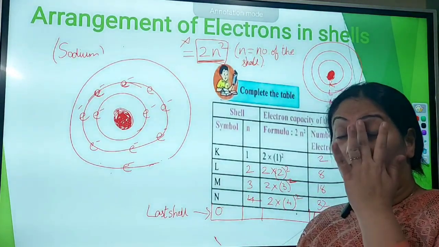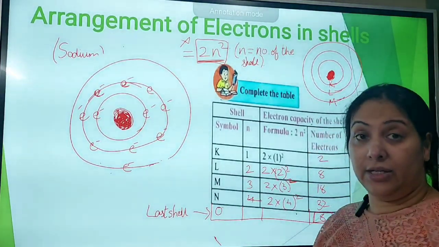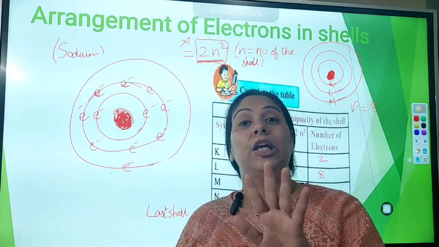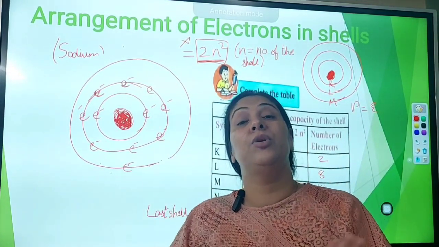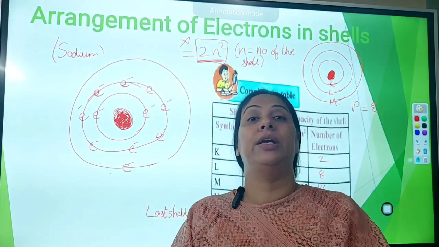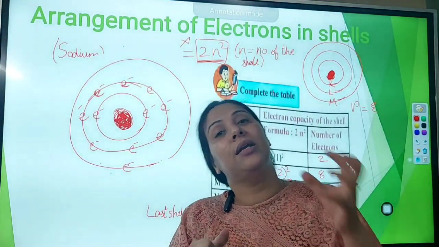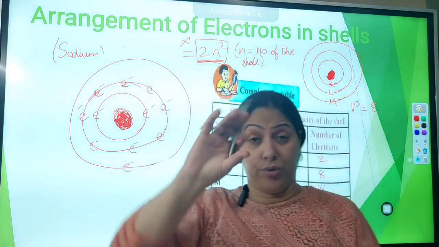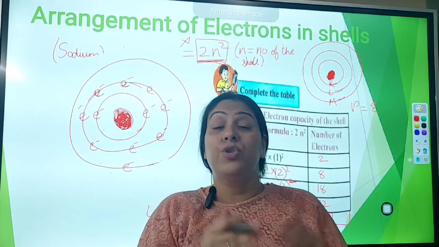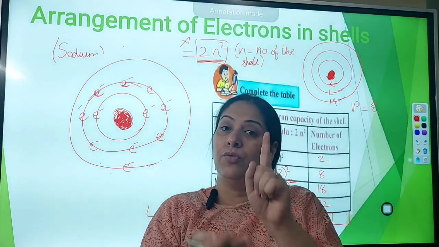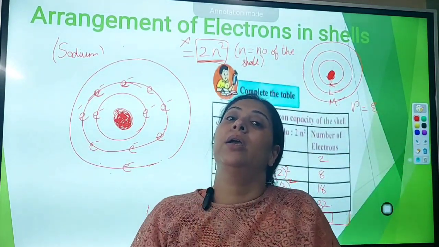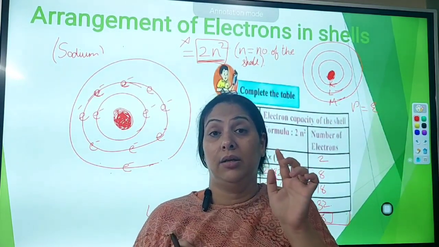The last shell will always have a capacity of 8 electrons. It is not necessary that it will have 8 electrons. We just saw the sodium atom. उसमें लास्ट शेल में एक ही था. वो लास्ट शेल अपने किसी और से खींच के 7 और लाके इसको कंप्लीट कर सकता है.